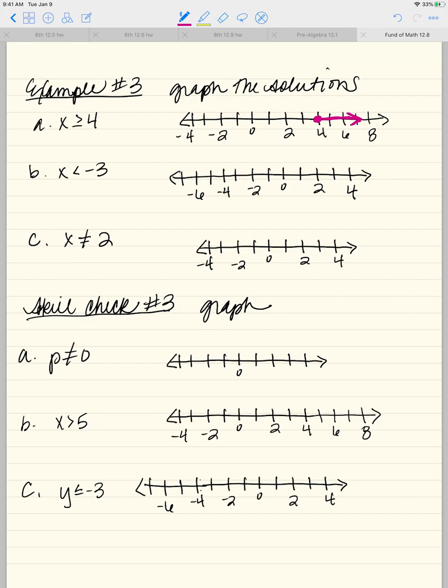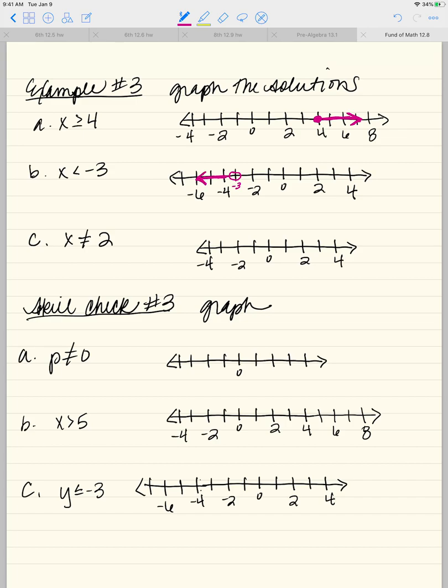Part B, x is less than -3. Find -3 on your number line. And this is going to be an open circle. Here's -3. This is an open circle because it cannot include -3. X is anything smaller than -3, but it cannot be -3. Now, smaller numbers to the left or to the right of -3? They are to the left. So my arrow is going to go to the left from my open circle at -3.